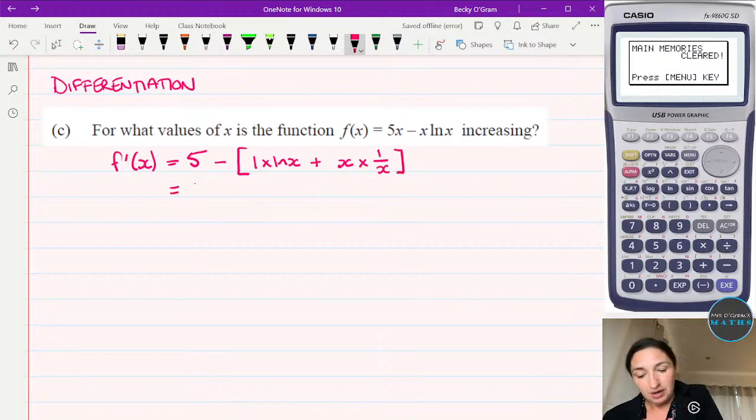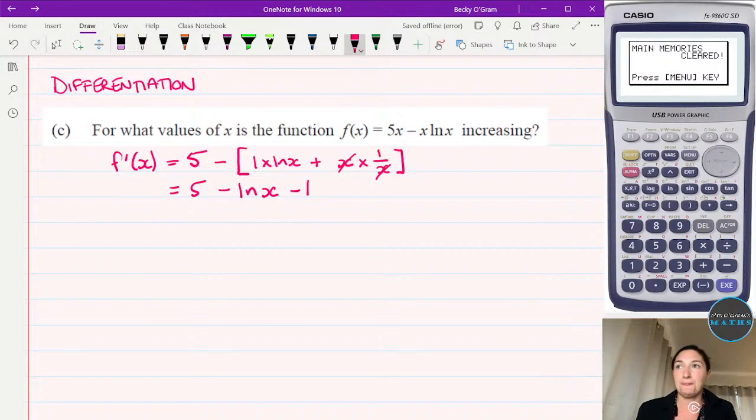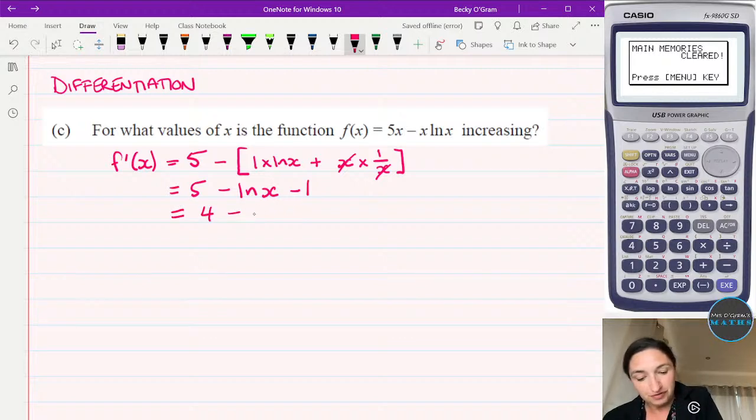So this becomes 5 minus log x. These x's cancel, and we've got the minus at the front, remember, so that'll be a minus 1. Now, for what values is that increasing? Oh, I can simplify it even more. We've got 5 minus 1 is 4, so it's 4 minus natural log of x. If we want that to be increasing, we need that to be greater than 0. We need it to be positive.